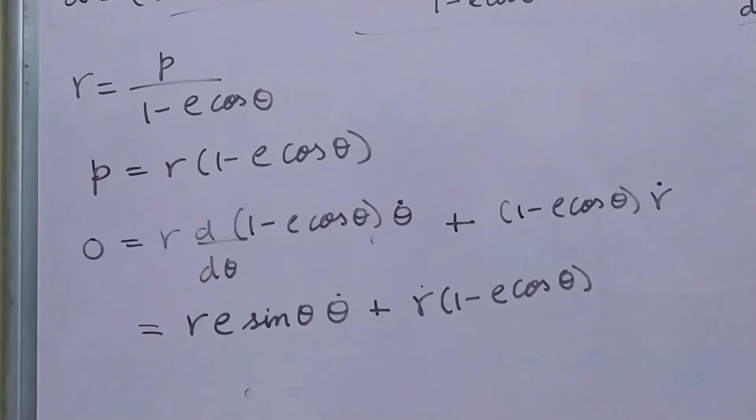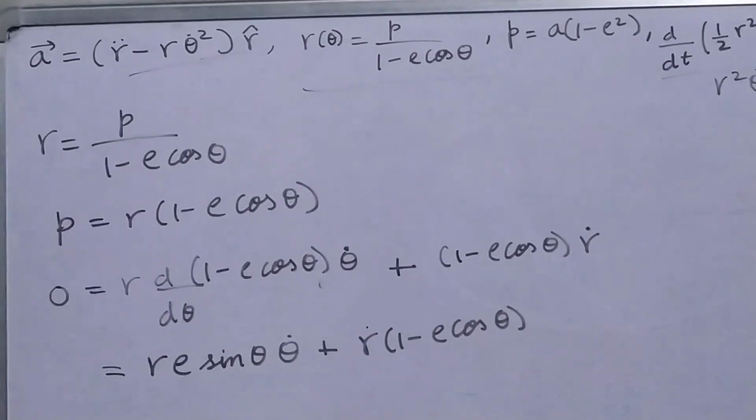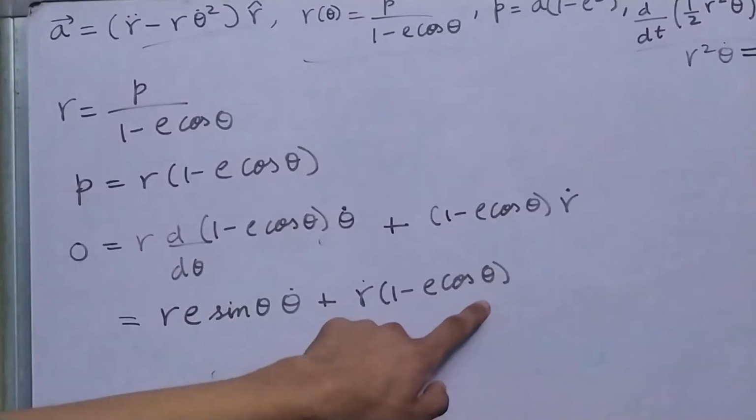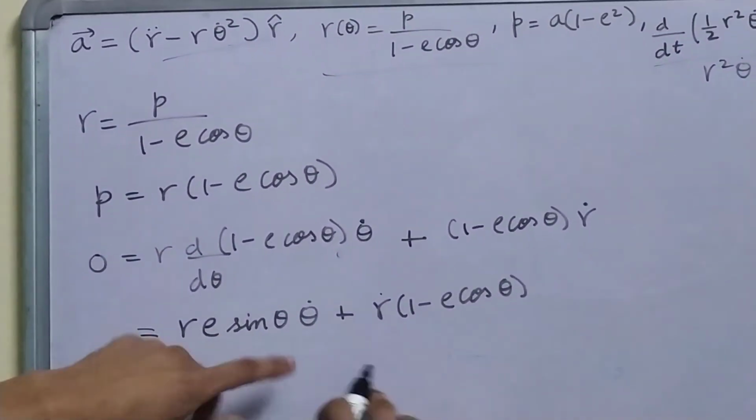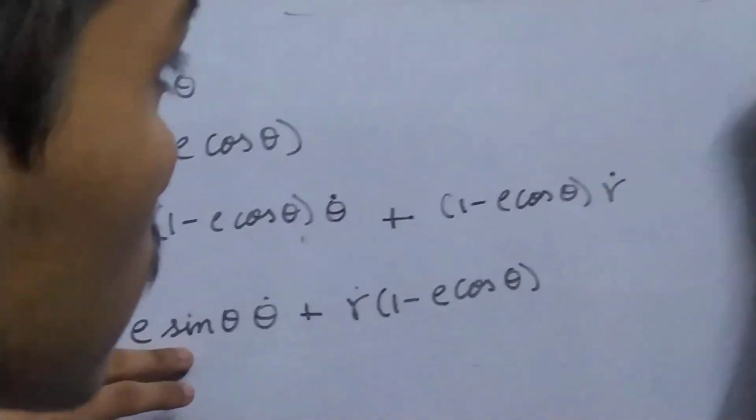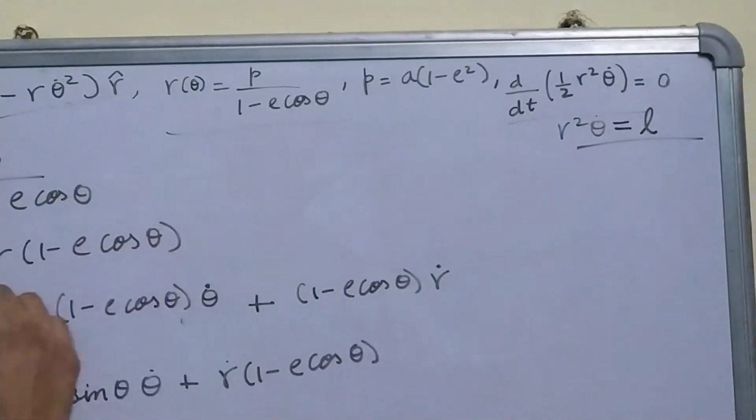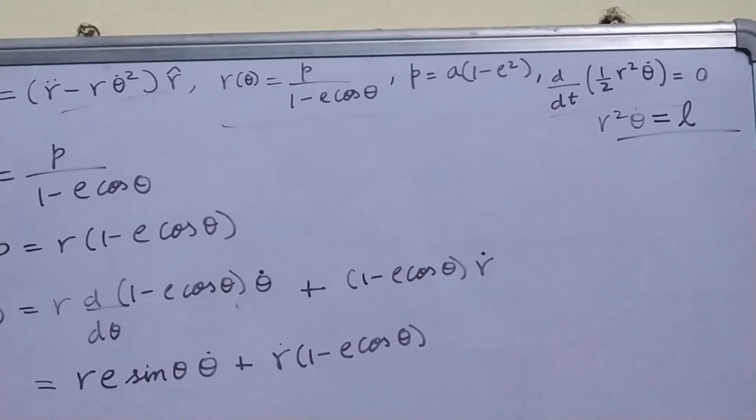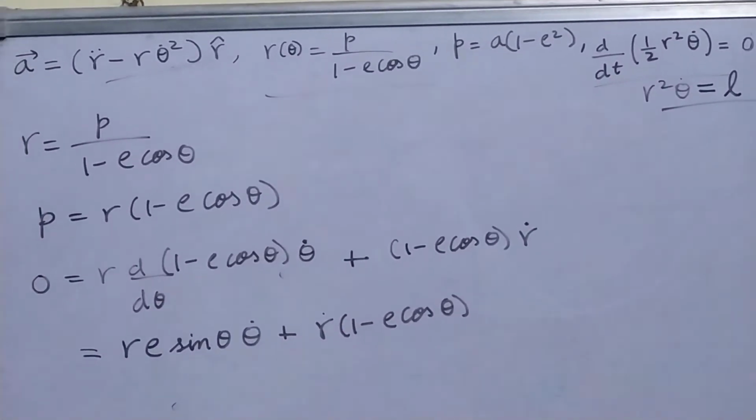Alright, and now we'll just try to write these things in terms of our constant. So we have defined this as a constant, p is also constant, so we'll try to rewrite this in terms of p and L.